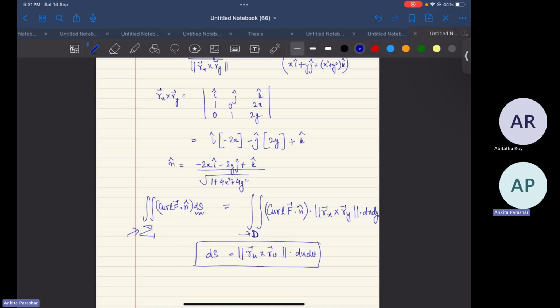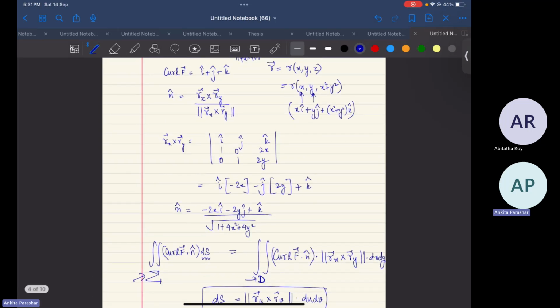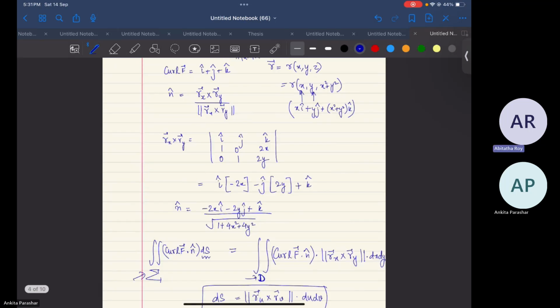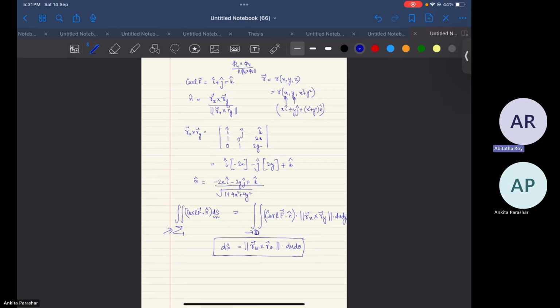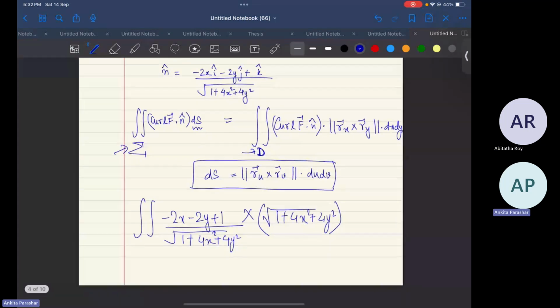Let me just write everything now. Curl f, we had i plus j plus k cap. So what is the dot product with the n cap? The dot product is minus 2x minus 2y plus 1, divided by the square root of 1 plus 4x square plus 4y square, times the norm. Anyway, we have computed that the norm of rx cross ry is nothing but the square root of 1 plus 4x square plus 4y square, isn't it? And then we have dx dy.